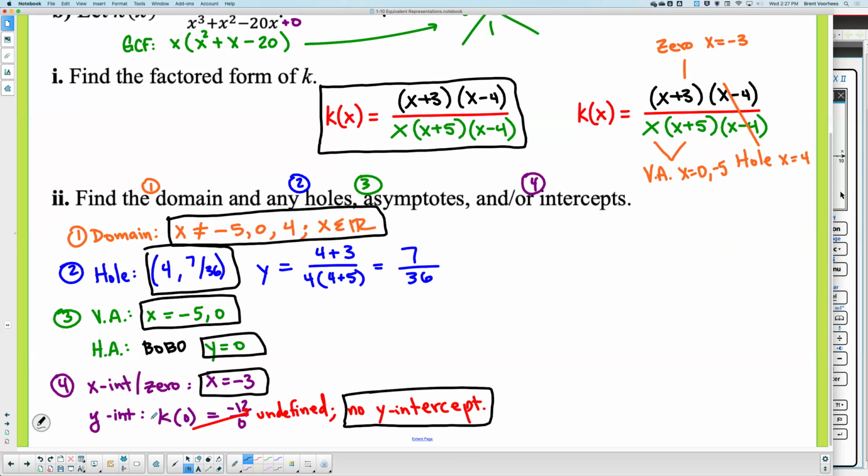You could also box up k of 0 is undefined. You could box that up as well, but there will be no y-intercept. All right. We went through a ton there.